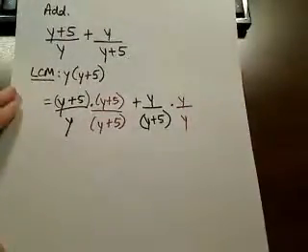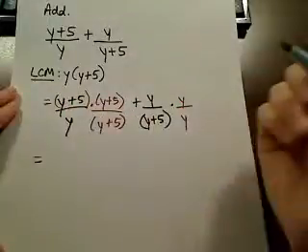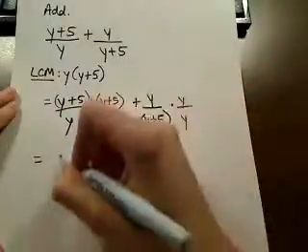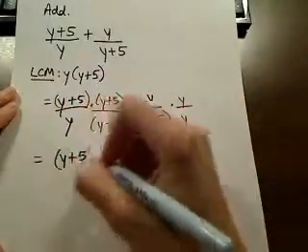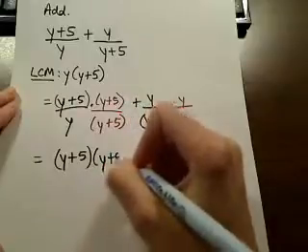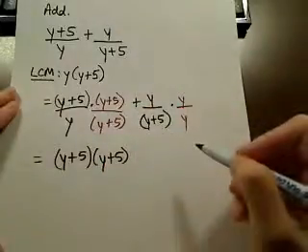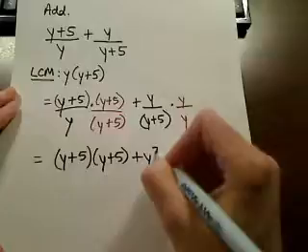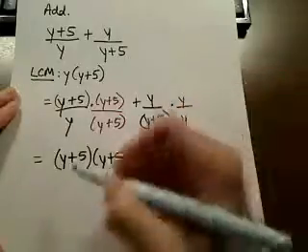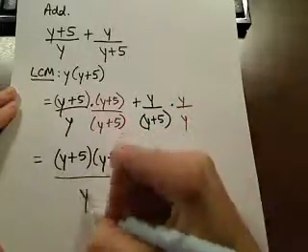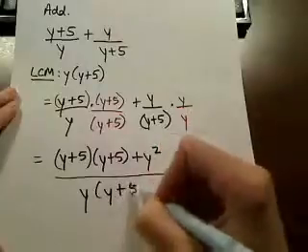Okay, so now we have a common denominator, and we can bring our numerators together. So what I see in the numerators is we have y plus 5 times y plus 5, that's coming from the first fraction. And then we have a y squared coming from the second fraction. And that's now all over our common denominator.